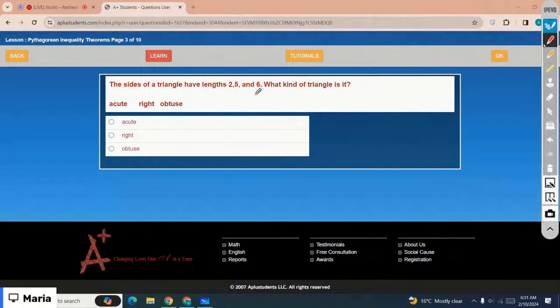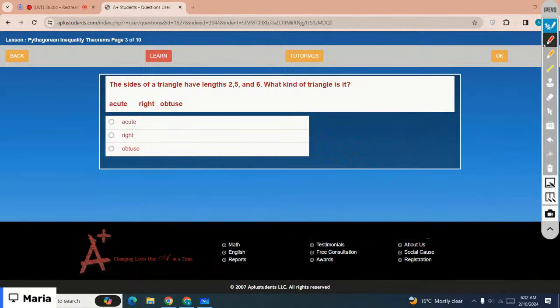6 squared, you don't need to put an equal sign, versus 2 squared plus 5 squared. That is 36 versus 25 plus 4, so 36 is greater than 29, right? If the square of the hypotenuse is greater than the sum of the squares of the other sides, that means it is an obtuse triangle. No, acute it is.